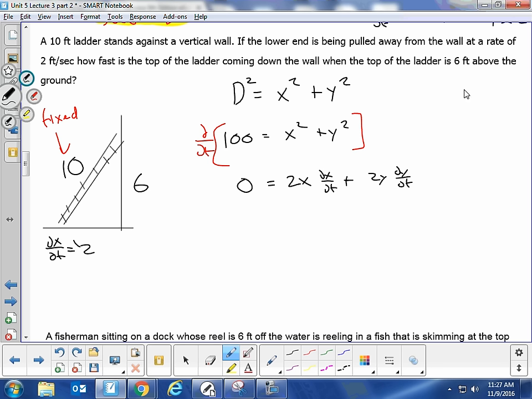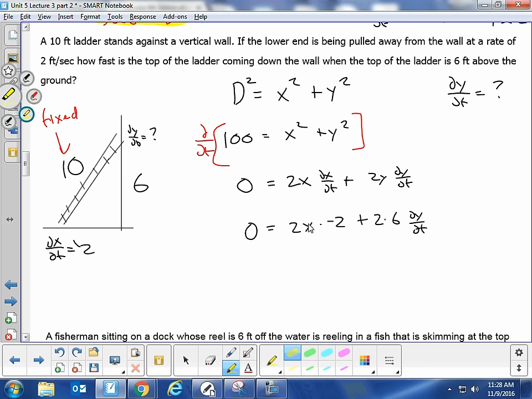Now, the question is, how fast is the top of the ladder coming down? We should have written dy/dt is equal to what? Okay, so that's the question. So I'm finding dy/dt. I plug in dx/dt. Now let's say I put it as -2 because I'm pulling it to the left. Let's see what happens. I know that y is 6. I'm trying to find dy/dt. And we have this extra step. I need to find x. Well, find x using d squared equals x squared plus y squared when y is 6 and d is 10.